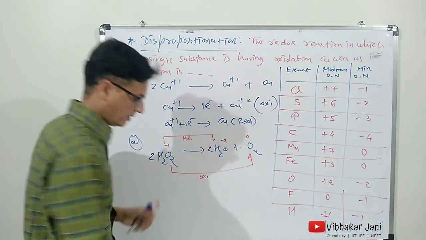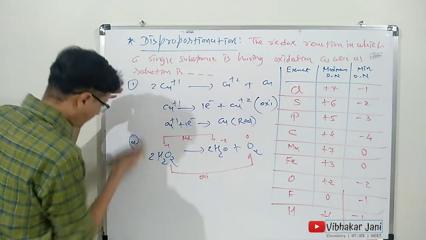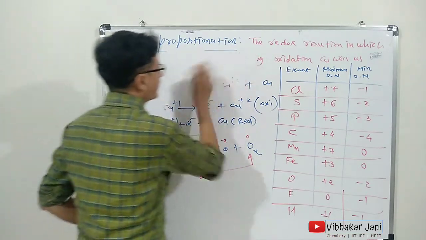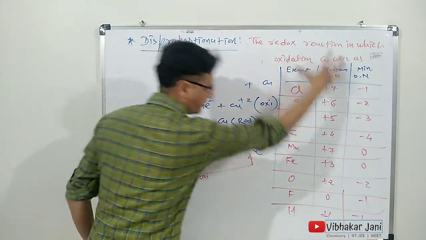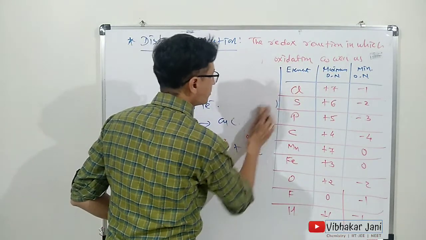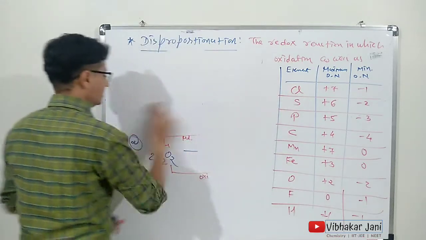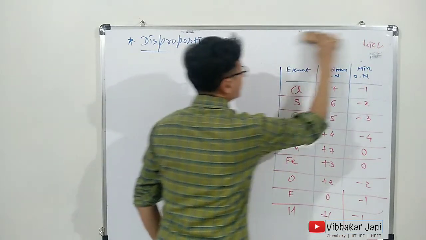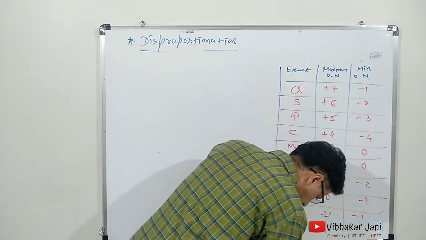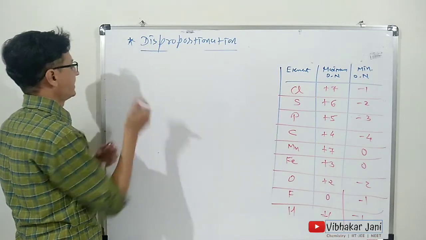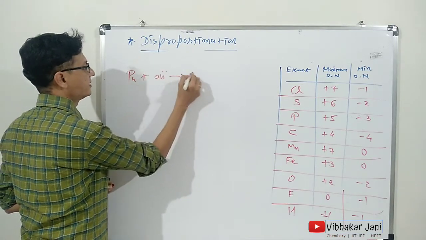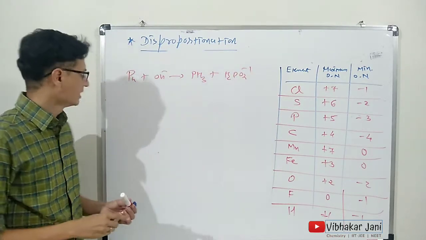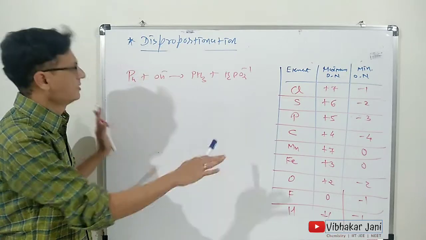Okay, now let us move further. Let us solve one or two more examples of disproportionation which are given in our textbook. So pause the video and write down this table, and I am going to write one or two more reactions of disproportionation. In our textbook, there is a reaction given like this: P4 plus OH minus gives PH3 plus H2PO2 minus. I am not balancing this equation; I have just written it.